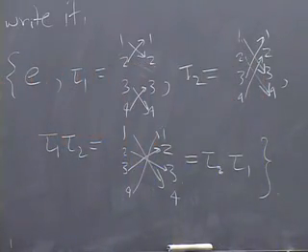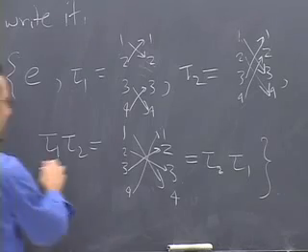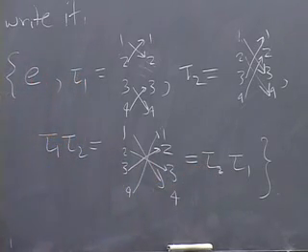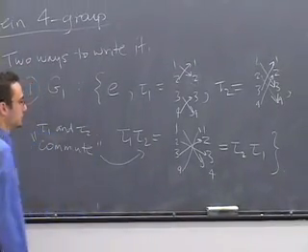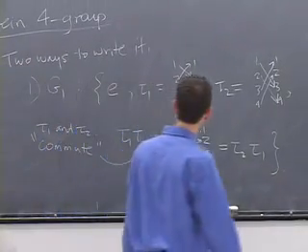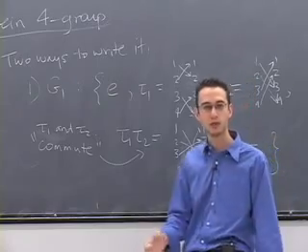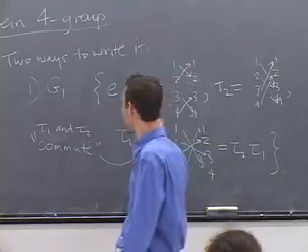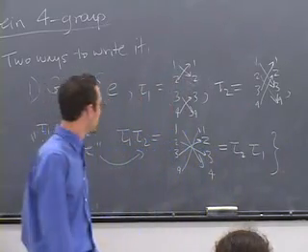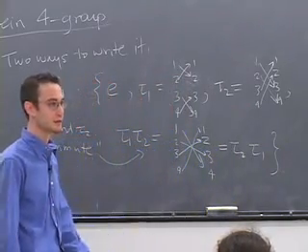So just a sort of linguistic point here. We say that these things commute. Tau1 and tau2 commute because tau1, tau2 equals tau2, tau1. So what is the group structure here? Well, what's tau1 squared? It's the identity. What's tau2 squared? What's tau1, tau2 squared? Exactly.